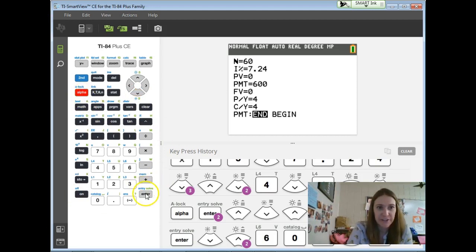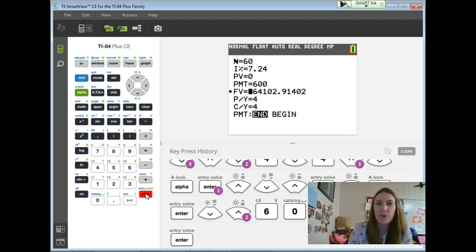So alpha, enter, and then boom, there you go. Now it shows negative. This is kind of confusing. Someone's paying the money, and it's calculating it as a negative because the bank is paying the money to your account. So don't worry about the negative value. That's just the money that's going from one account to another account. So over the course of those 15 years, our annuity is going to be worth $64,102.91. So we jot that number down.